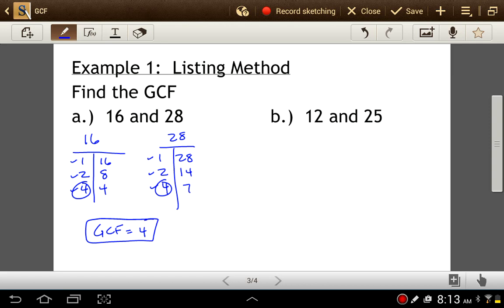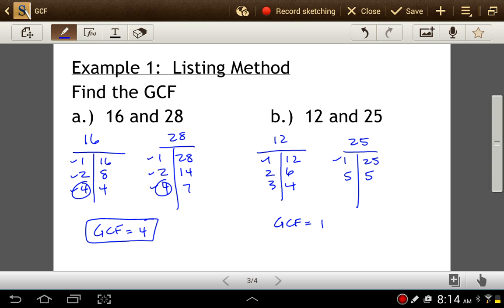Okay? So I'm going to move on to example B here. For 12, I'm going to do the same thing. 12 is 1 times 12, 2 times 6, 3 times 4. 25 is 1 times 25, and 5 times 5. So I'm going to find the numbers they have in common. They have a 1 in common, nothing else in common. So the GCF of 12 and 25 is 1. When the GCF is 1, what do we call them? These are relatively prime.